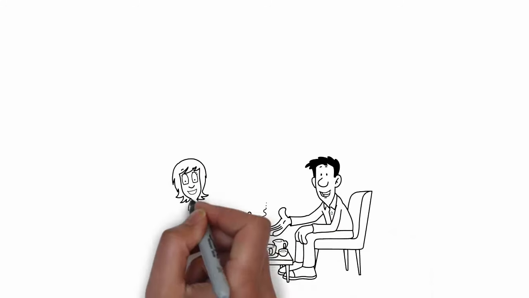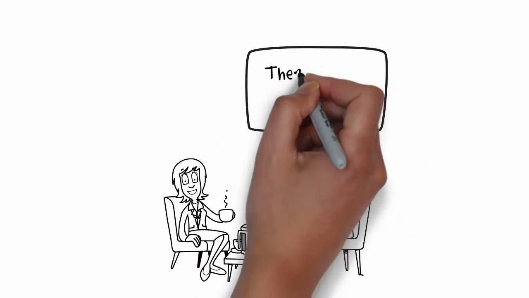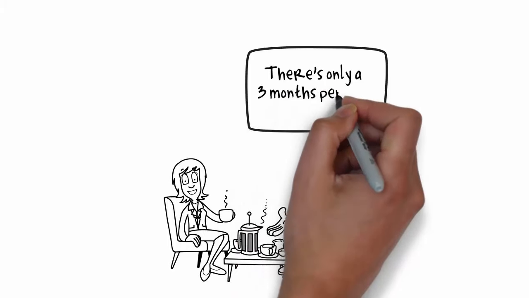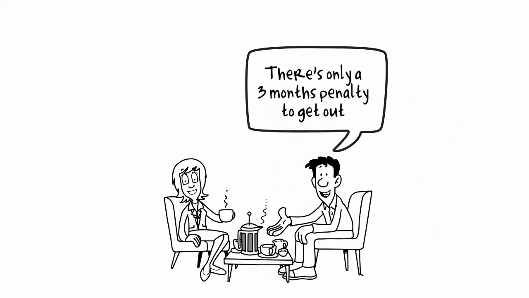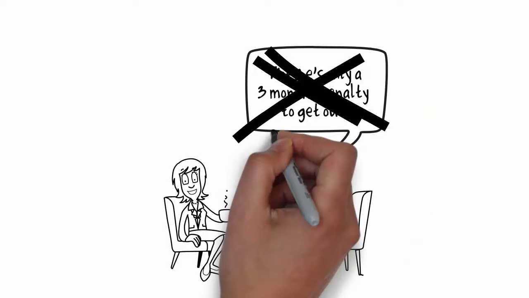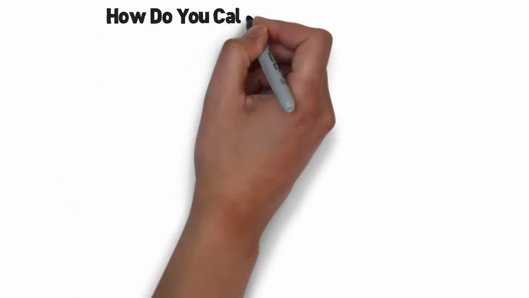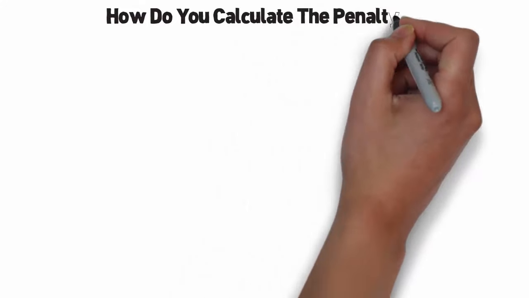Since we know that in Canada, the average life of a mortgage is 3 years, Jesse's story is very common. Jessie learned the hard way that her penalty to get out of a 5-year fixed-rate mortgage is significantly larger than the simple 3 months penalty her bank rep told her she would most likely pay. Now, Jessie wants to know, how do you calculate the penalty?